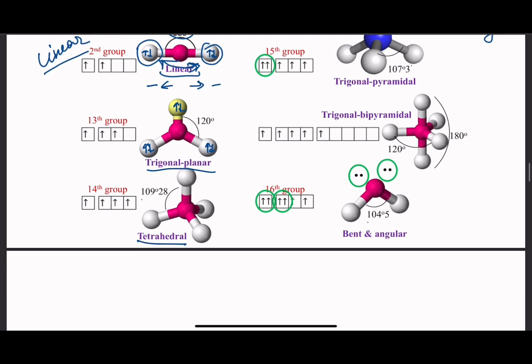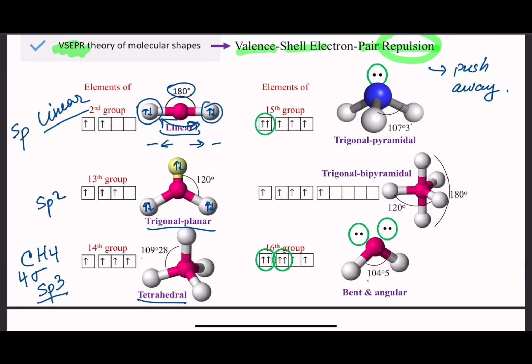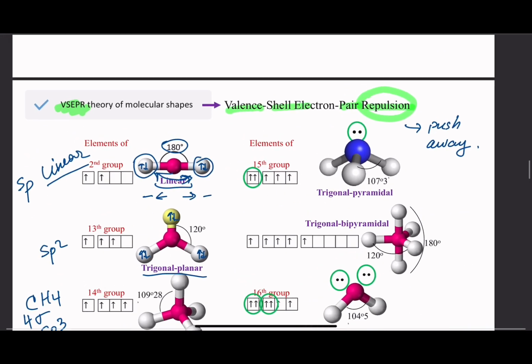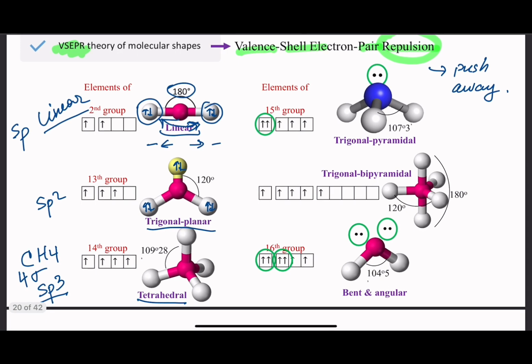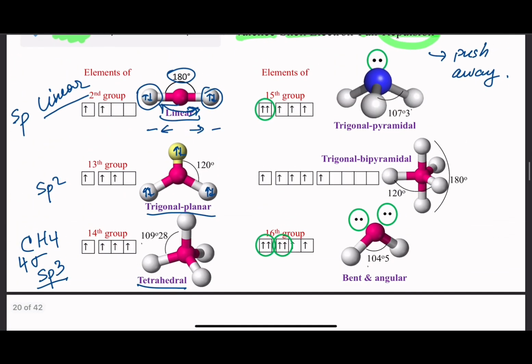And we have here tetrahedral, the one for CH4, when you have 4 sigma bonds, and this is sp3. So you need to remember, sp3 is tetrahedral. When you have sp2, it's trigonal planar, and sp is linear. But for these, I'm going to show you the bent angular and the trigonal pyramidal at the bottom. We haven't discussed these yet, so look at this, guys. You see the 15th group, this is NH3, and this is water.